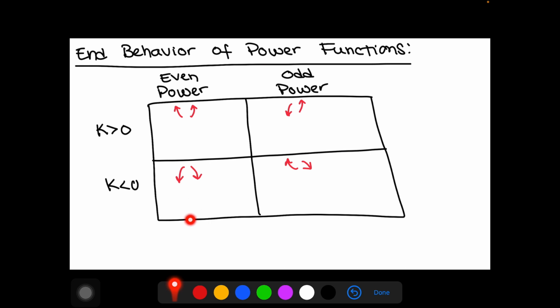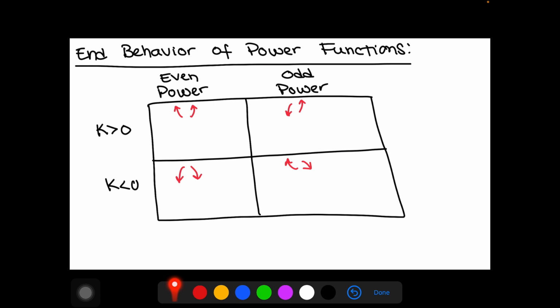We learned in the past that when we have a quadratic function with a negative number in front of the x squared, the graph opens down. So the same is true if we have an odd power, but a negative constant, the graph is reflected or flipped upside down. That means the right side goes down and the left side goes up.